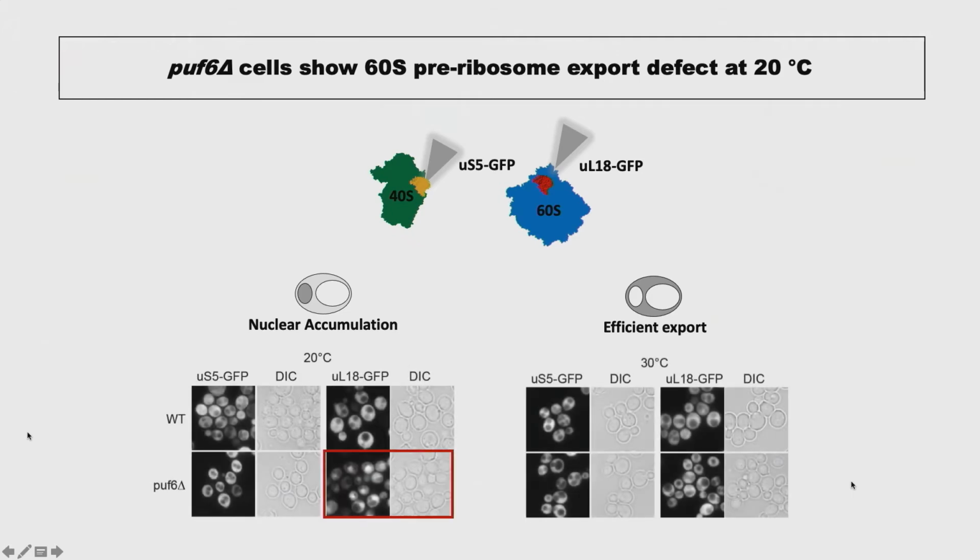And this is exactly what we see for Puf6 delta cells, specifically at low temperature, where the growth phenotype also is, and only the nuclear accumulation we observe for the large ribosomal subunit, not for the small ribosomal subunit, meaning that Puf6 actually works in the maturation pathway of the large ribosomal subunit.